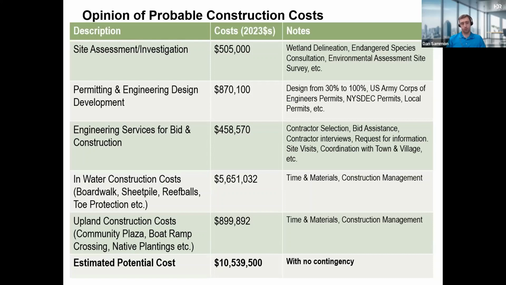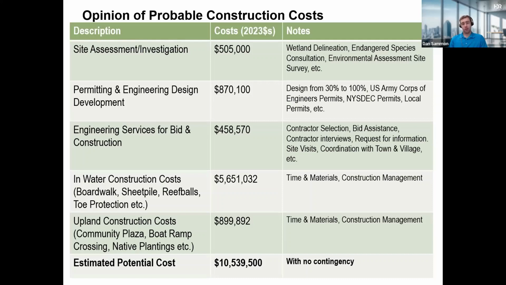So for the actual construction, so dealing with selecting a contractor, helping out with bids, maybe interviewing the contractors, and any potential RFIs or requests for information, any site visits, all those sort of engineering aspects that happen during construction or during the bid, that would be almost $460,000.